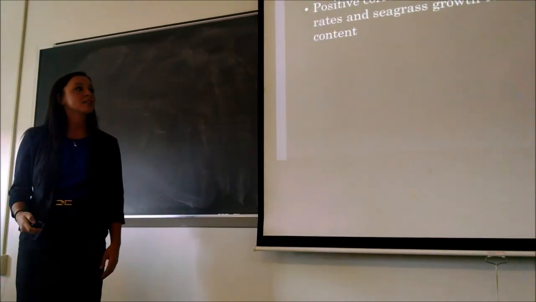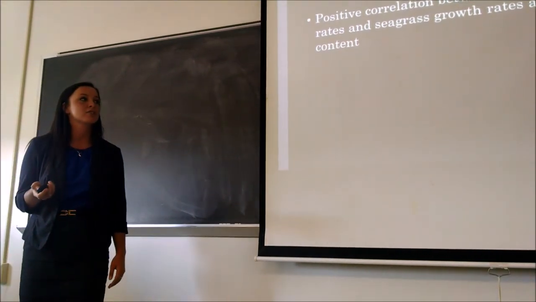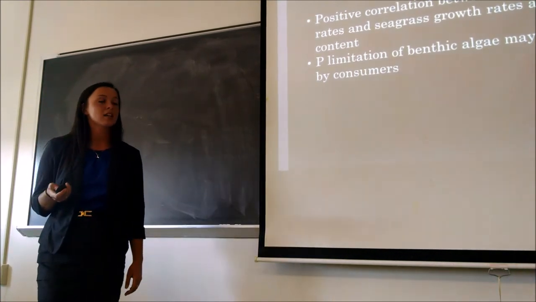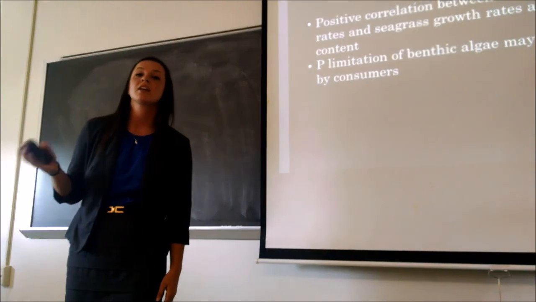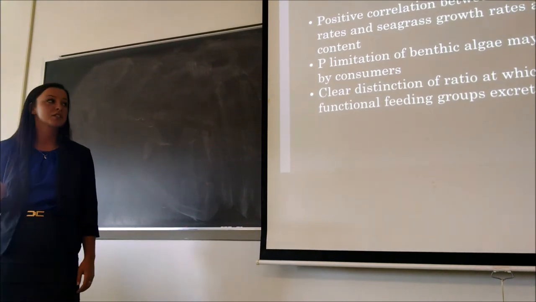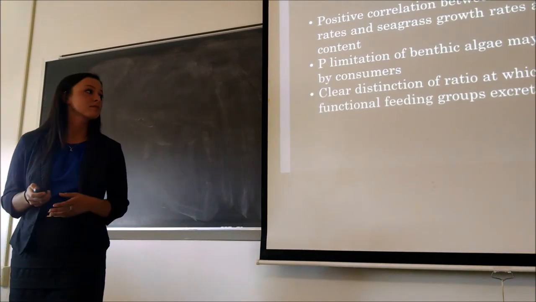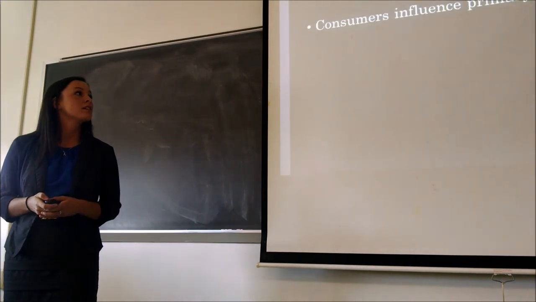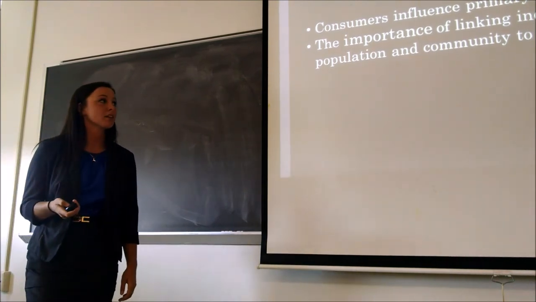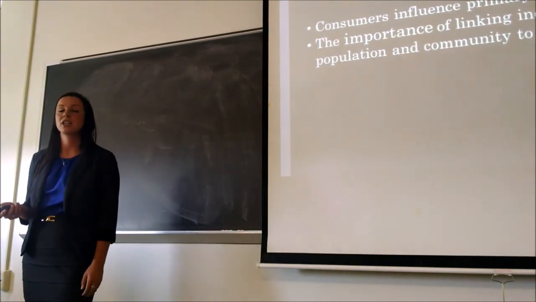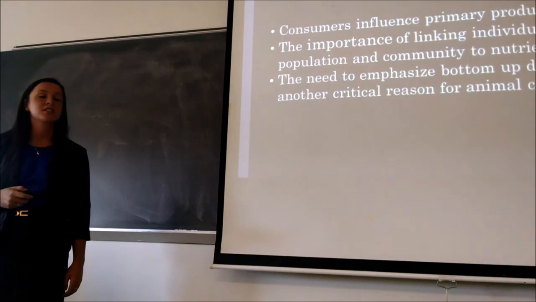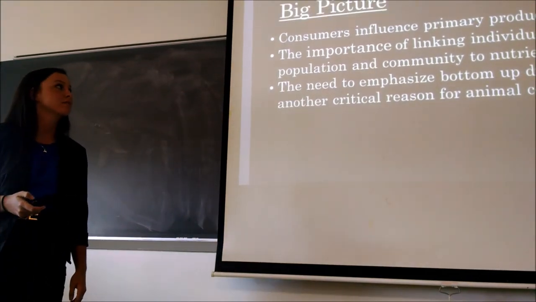So our findings. They found a positive correlation between fish nutrient supply rates and seagrass growth rates and nutrient content. We found a P limitation of benthic algae may be influenced by the consumers. The consumers may be reducing the effect of the P limitation. There was a clear distinction of the ratio at which different functional feeding groups were excreting nutrients. So the big picture, consumers were influencing primary production, and there was an importance in linking individual population and community to nutrient supply. And there was also a need to emphasize bottom-up dynamics as another critical reason for animal conservation.